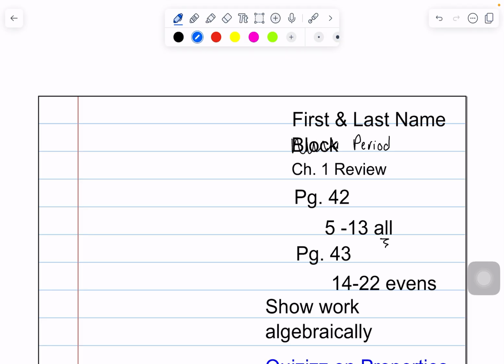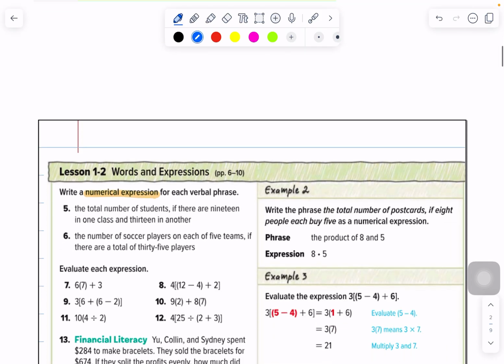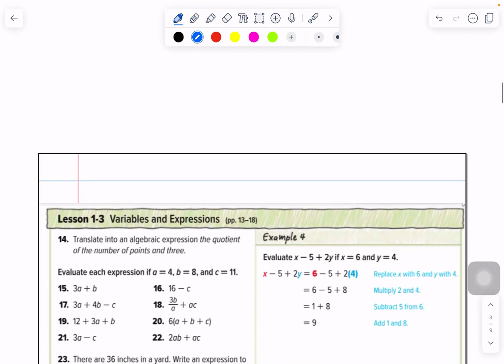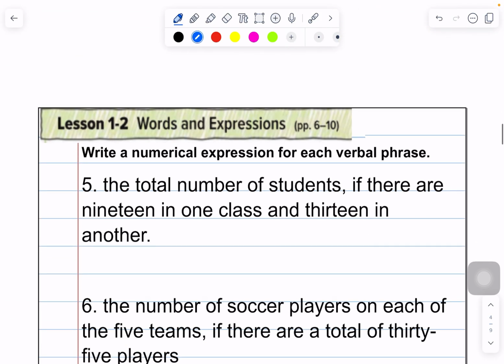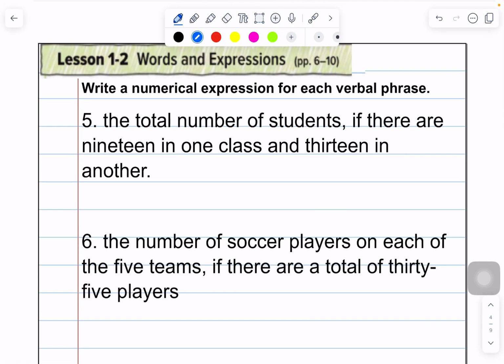All right, as we go through the review, please be starring the ones you got right, circling the ones you got wrong. If you have any questions, be sure to ask or take some notes on the incorrect problems as kind of a refresher. All right, we're starting with problem number 5.